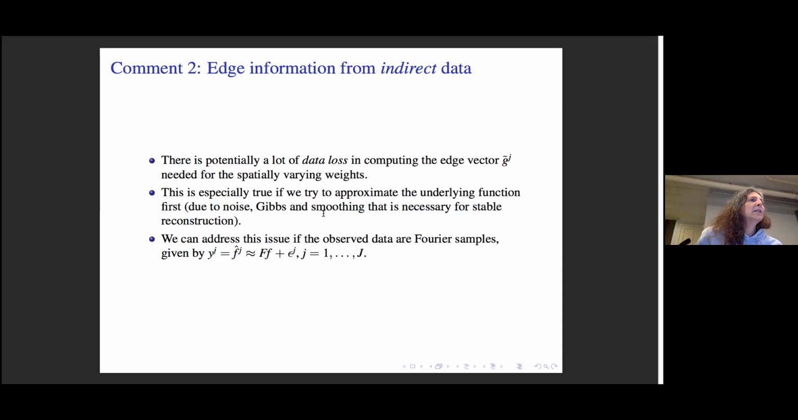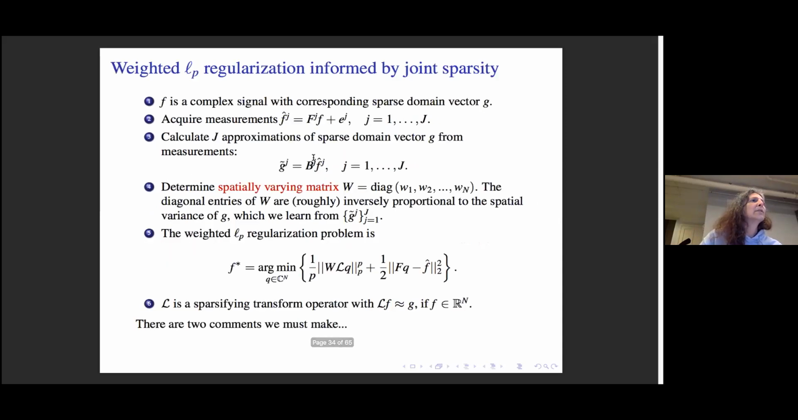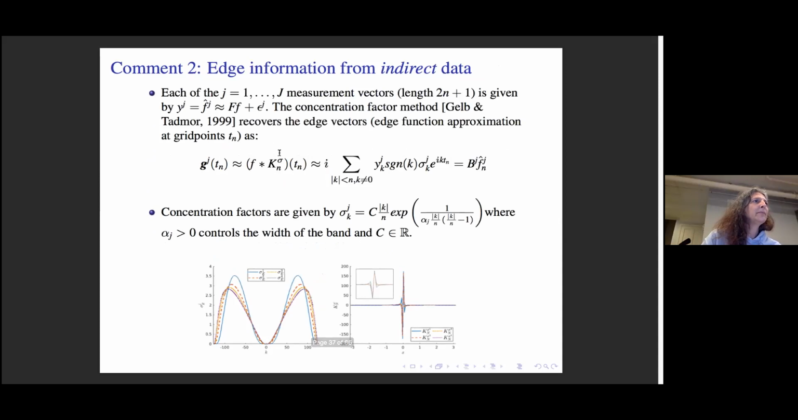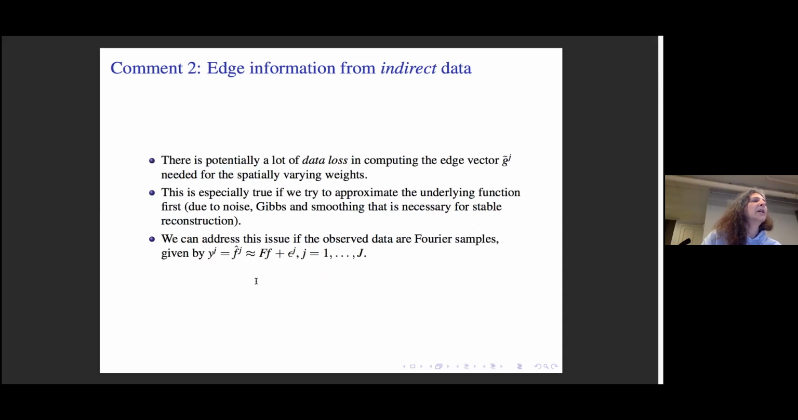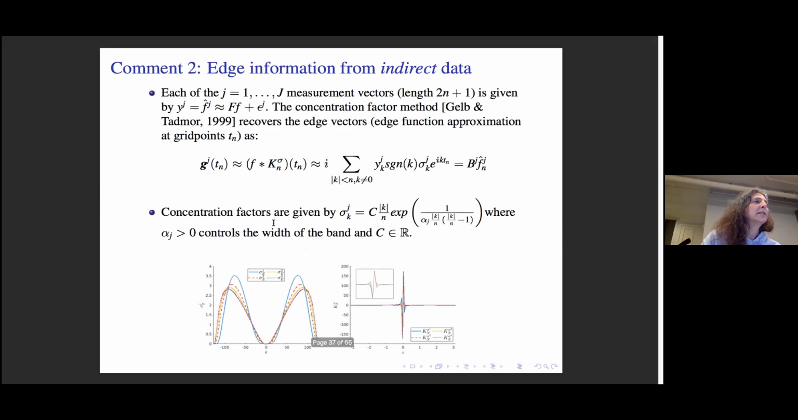So it's really what we found, and this actually makes a difference, is that for this G, you calculate using what we call the concentration factor method, but there are other things to do, of course. Dicha is on the call, and he worked a lot on this as a graduate student. But the point is that it matters. You shouldn't try to reconstruct first and then find the edges. You should find the values in the sparse domain as much as possible from the indirect data. And so here's just the method that we used to do that.